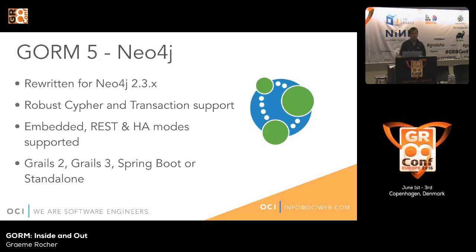We also worked together with a client of ours at OCI to develop for their application comprehensive support for Neo4j. Neo4j is a graph database. We rewrote it to support Neo4j 2.3.x with robust support for Cypher, which is the query language for Neo4j, and support for running it in both embedded, REST and HA modes. And again, we released Gorm for Neo4j for both Grails 2, Grails 3, and Spring Boot. So comprehensive support for Neo4j there.